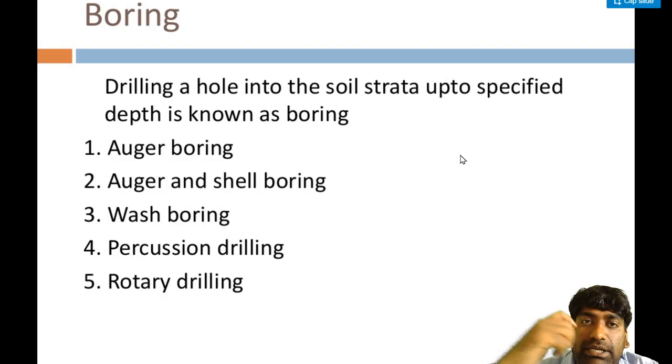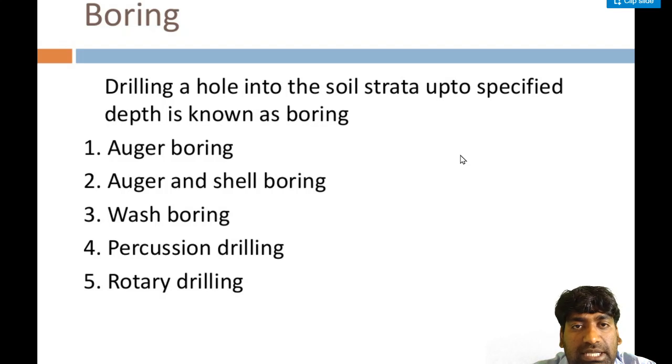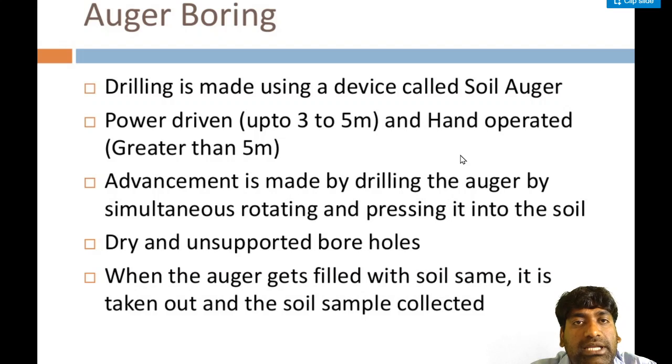Boring. Drilling a hole into the soil strata up to the specified depth is known as boring. Number 1, auger boring. Number 2, auger and shell boring. Number 3, wash boring. Number 4, percussion drilling. And number 5, rotary drilling. Auger boring: drilling is made using a device called soil auger, power driven up to 3 to 5 meters and hand operated for greater than 5 meters. Advancement is made by drilling the auger by simultaneously rotating and pressing it into the soil.